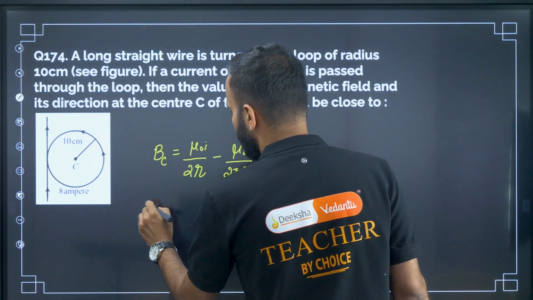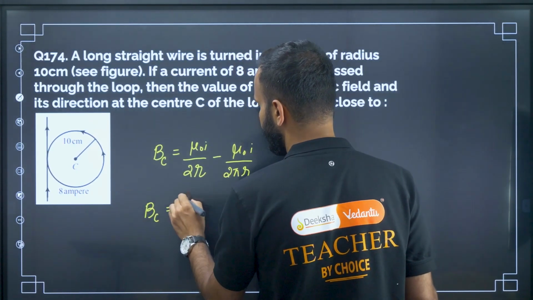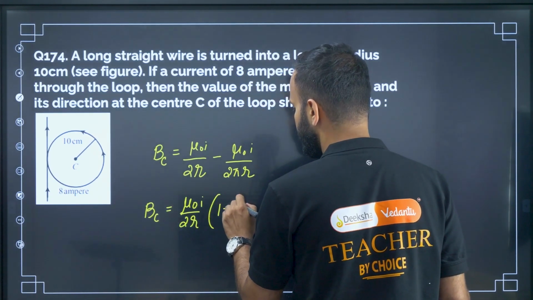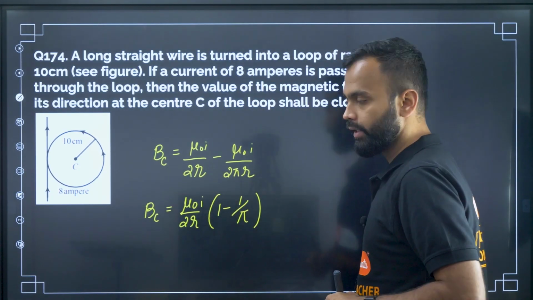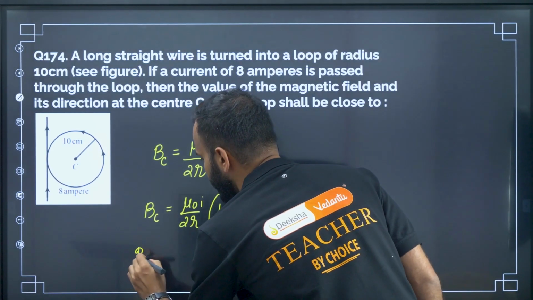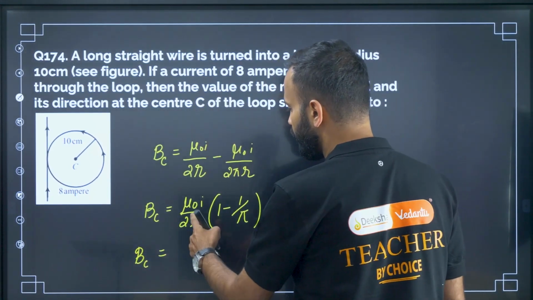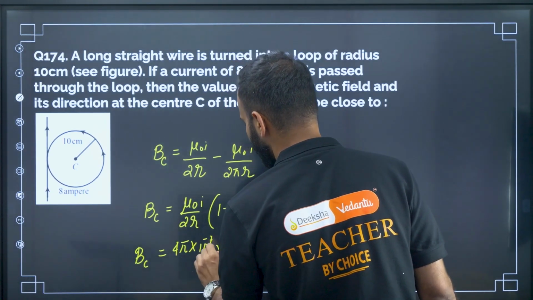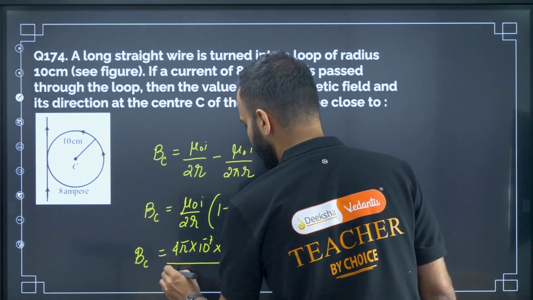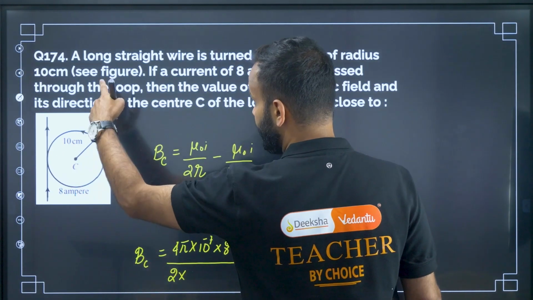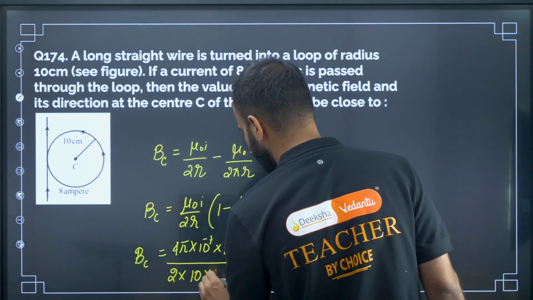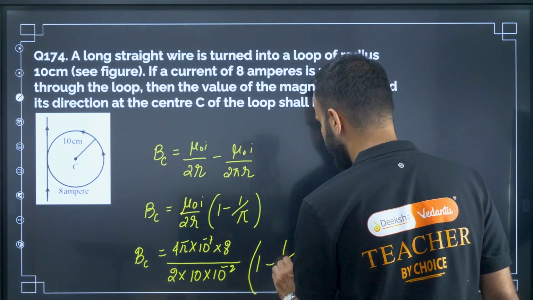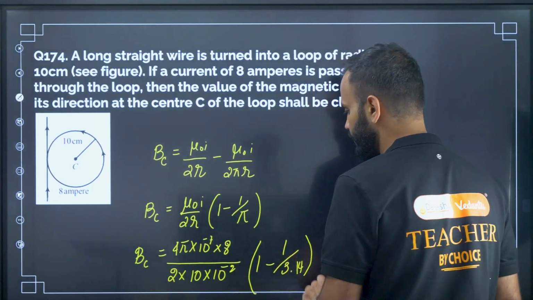Okay. Now magnetic field at C is equal to, take mu naught I by 2r as common, into 1 minus 1 divided by pi, right? Now B at C is equal to mu naught is 4 pi into 10 to the power minus 7. The value of current is 8 ampere divided by 2 into R. R is 10 centimeter. That is 10 into 10 to the power minus 2 into 1 minus 1 divided by pi. That is 3.14. Okay.